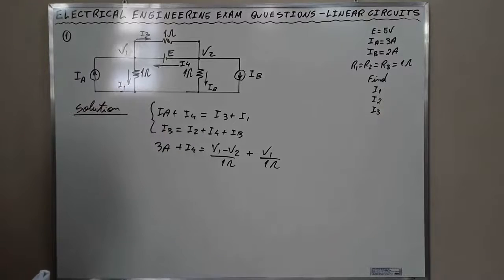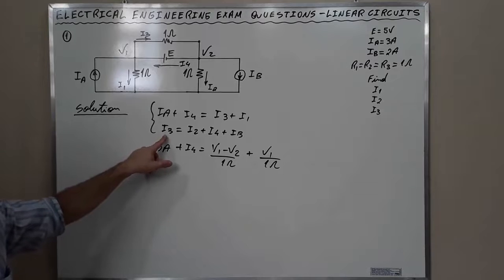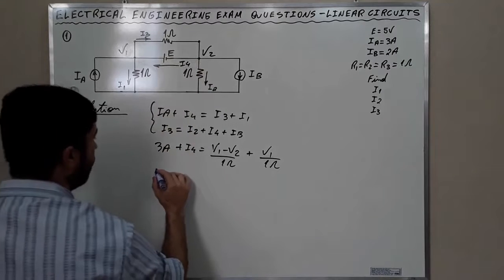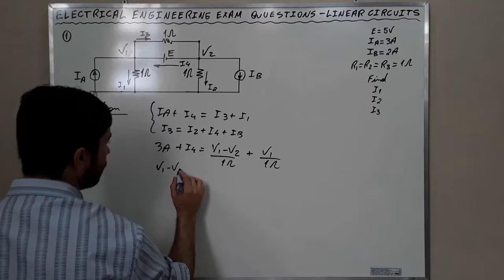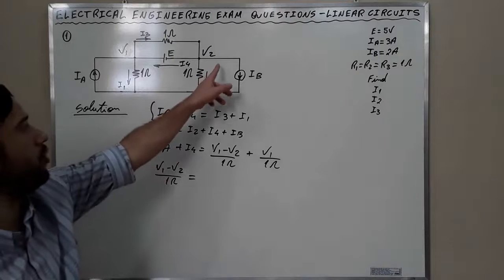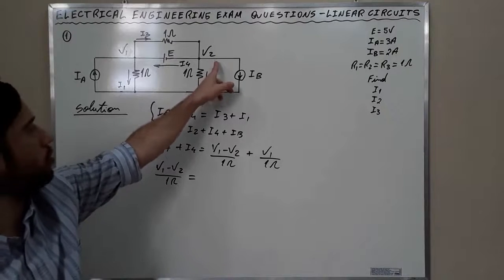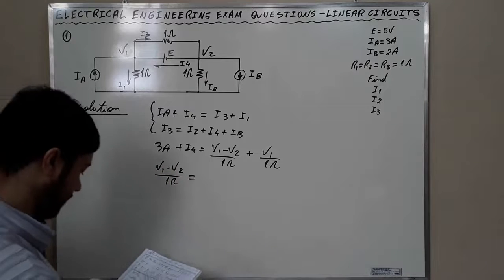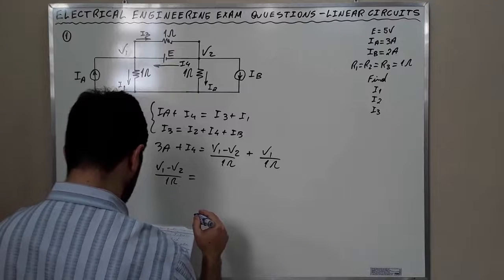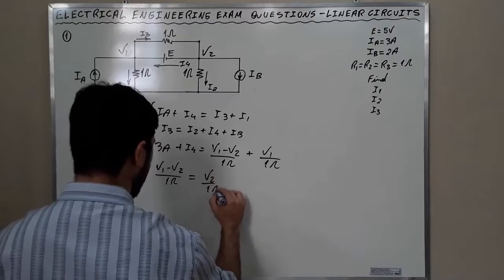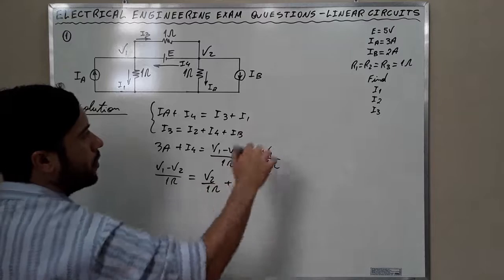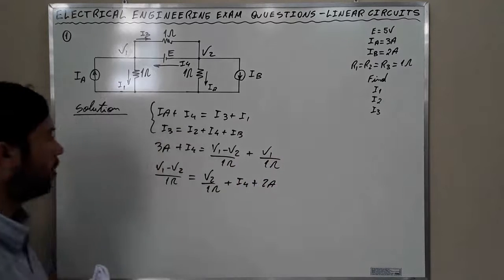Okay? Now we are going to do the same for the second equation. I3 is V1 minus V2 divided by 1 ohm, which is going to be equal to I2. I2 is the division between the voltage at the node by the resistance, V2 over 1 ohm, plus I4, we are going to leave it the way it is, plus IB. IB is 2 amperes. Alright?